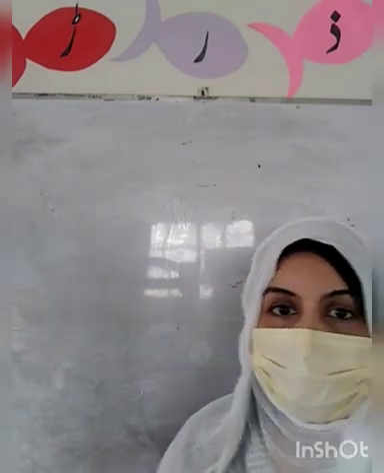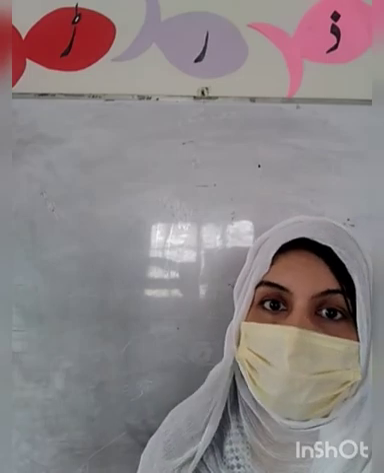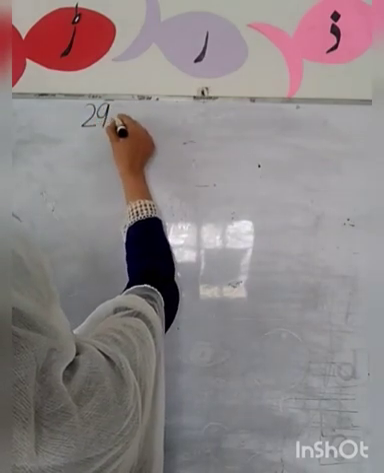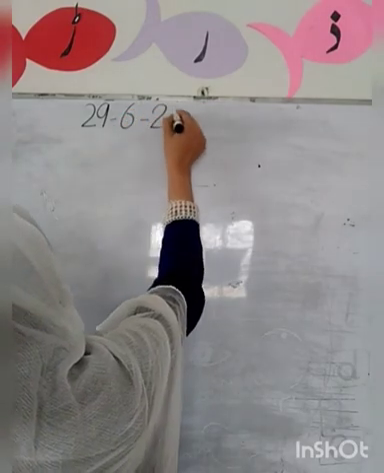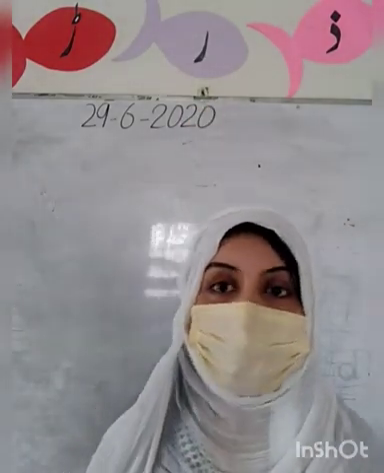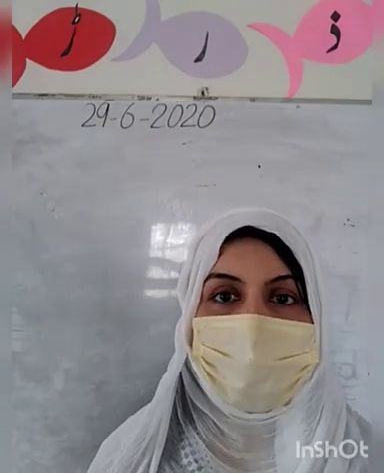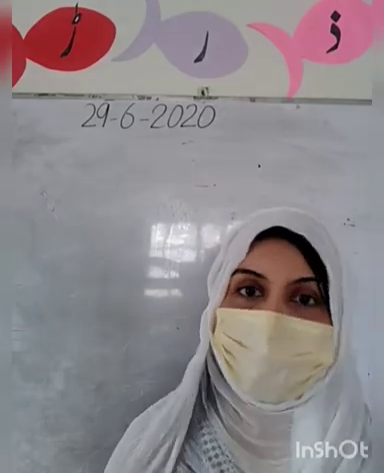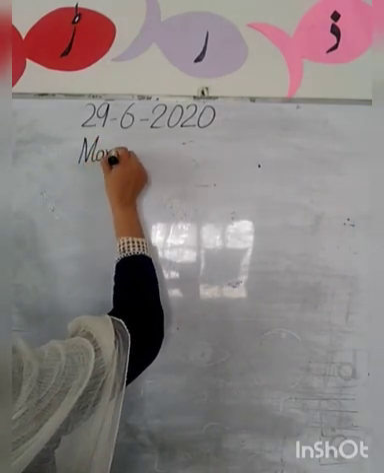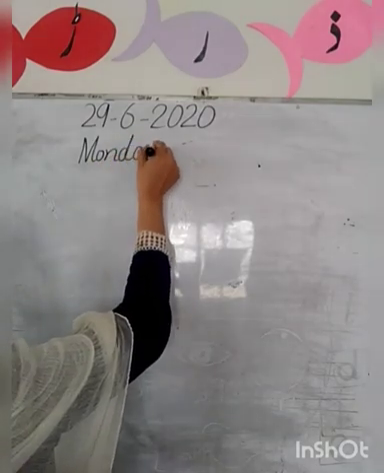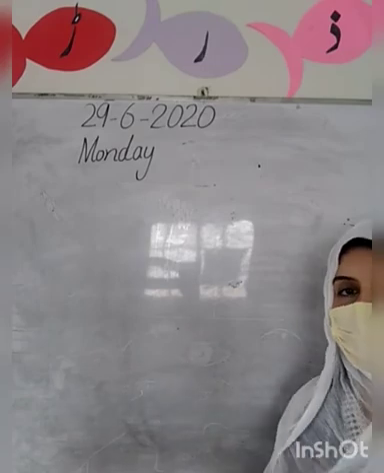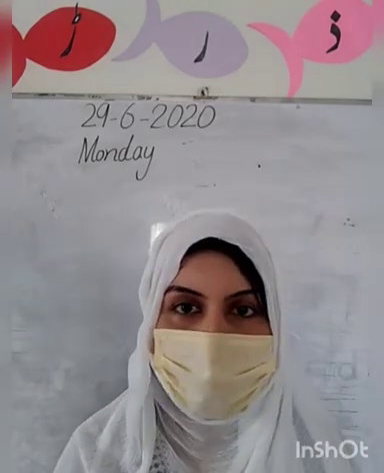Alright. So, today the date is 29 June 2020. Today, the date is 29 June 2020 and the day is Monday. Spelling M-O-N-D-A-Y, Monday.